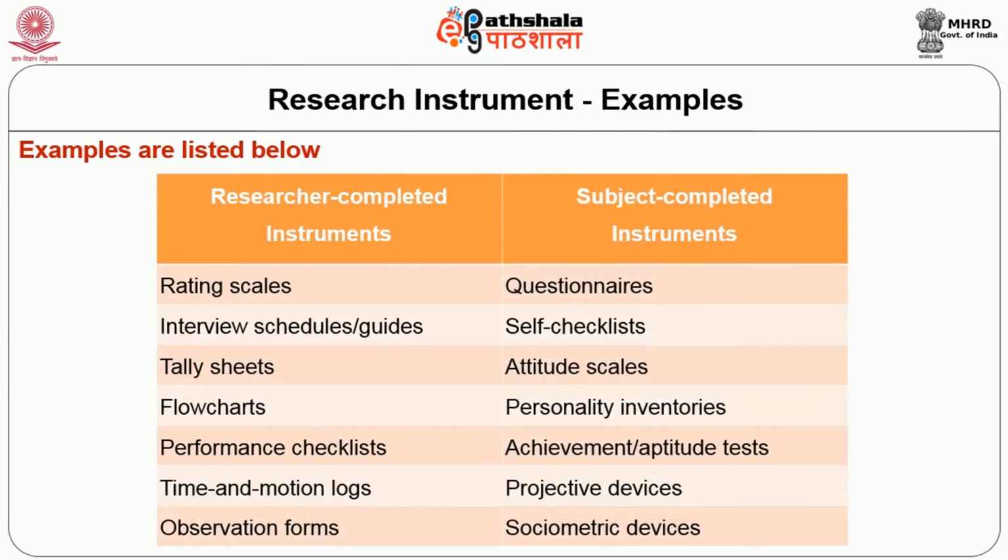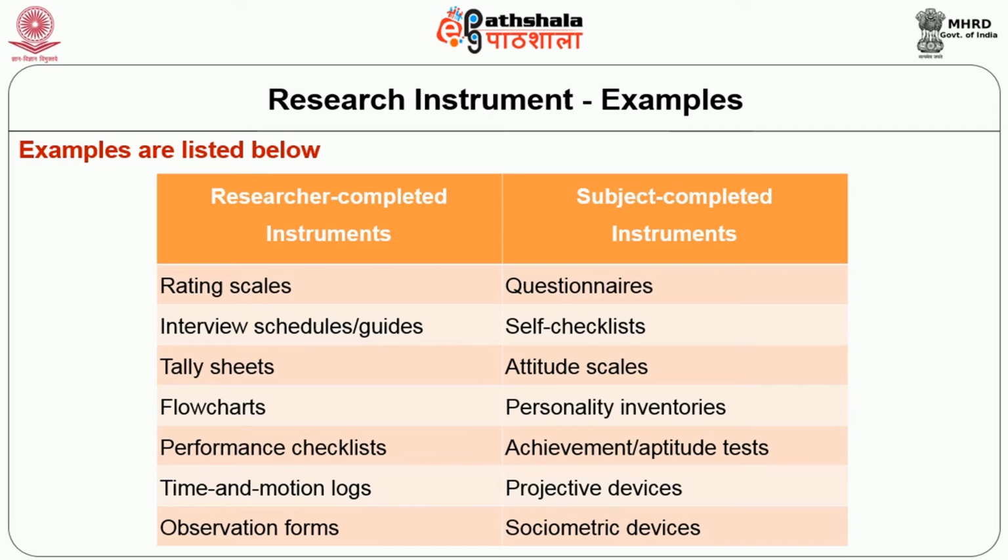Some examples are listed below. The researcher-completed instrument can be the rating scale, while the subject-completed instrument can be a questionnaire. The researcher-completed one can be an interview schedule, a tally sheet or a flow chart, while the one completed by the subject can be a self checklist, an attitude scale, a personality interview.